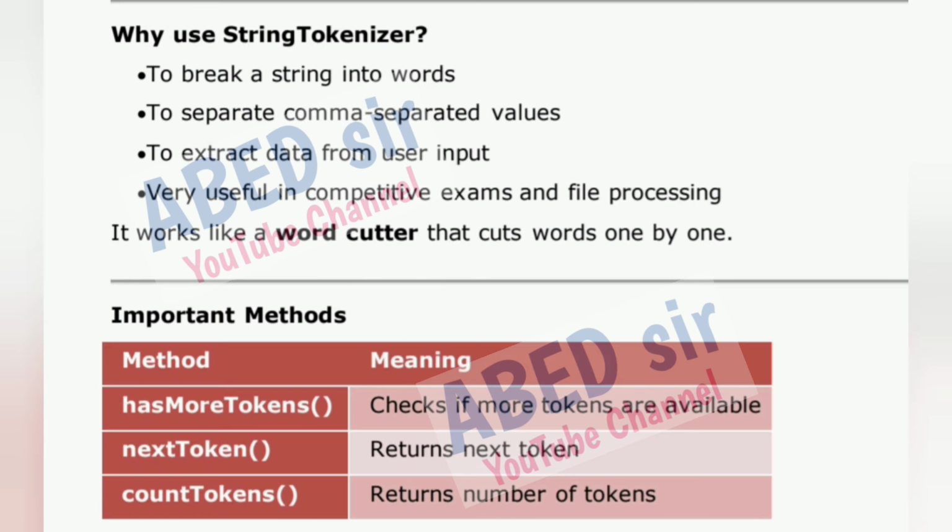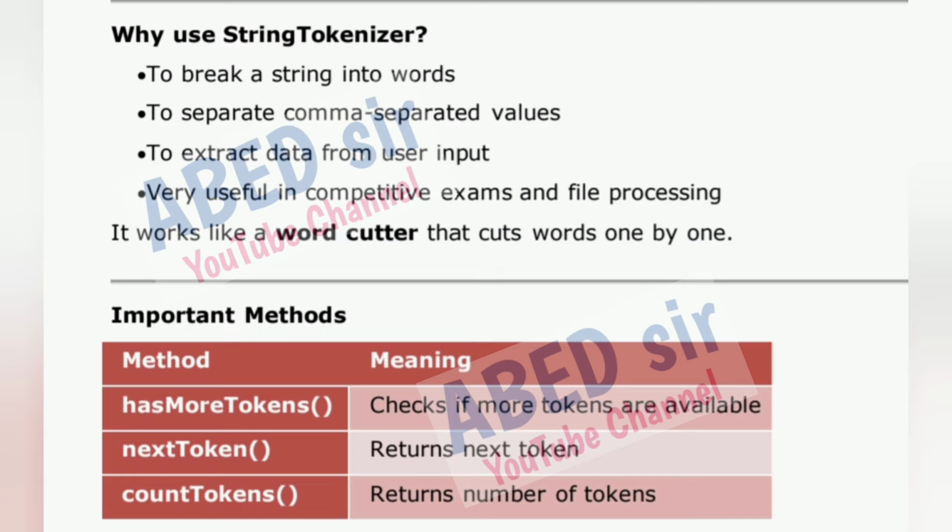Why use StringTokenizer? To break a string into words. To separate comma-separated values. To extract data from user input. Very useful in competitive exams and file processing. It works like a word cutter that cuts words one by one.